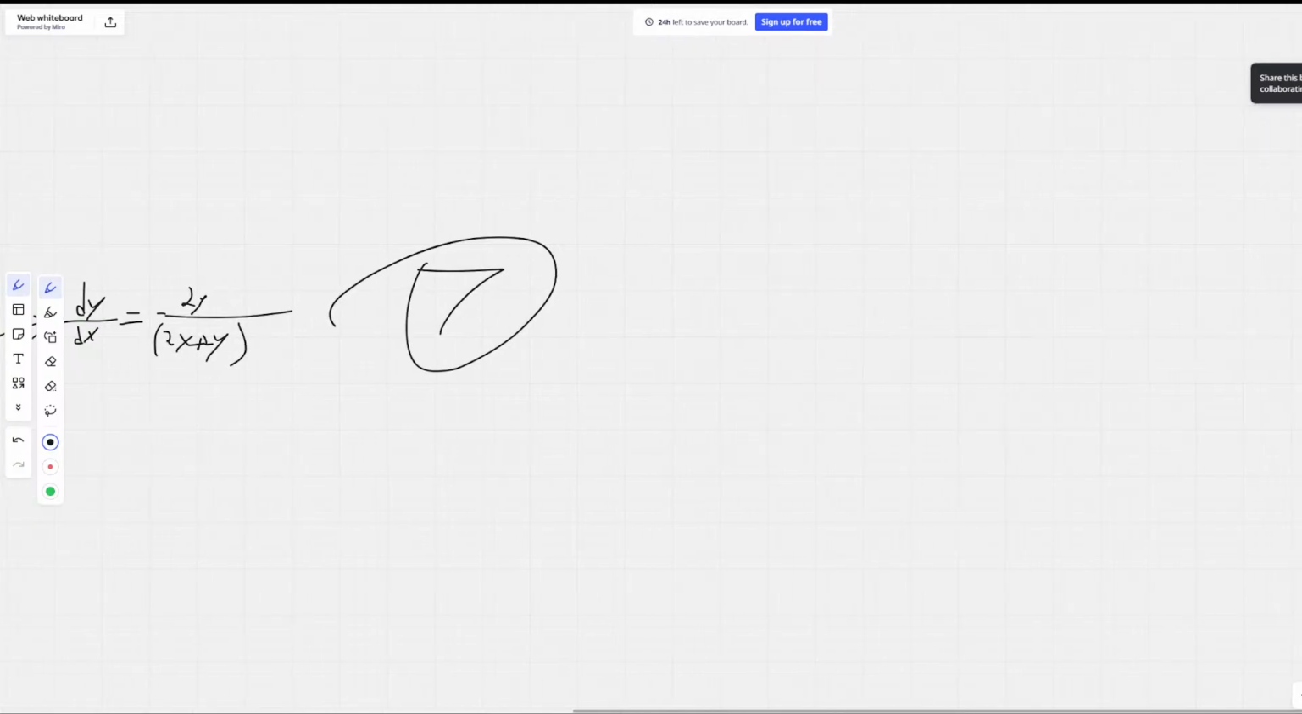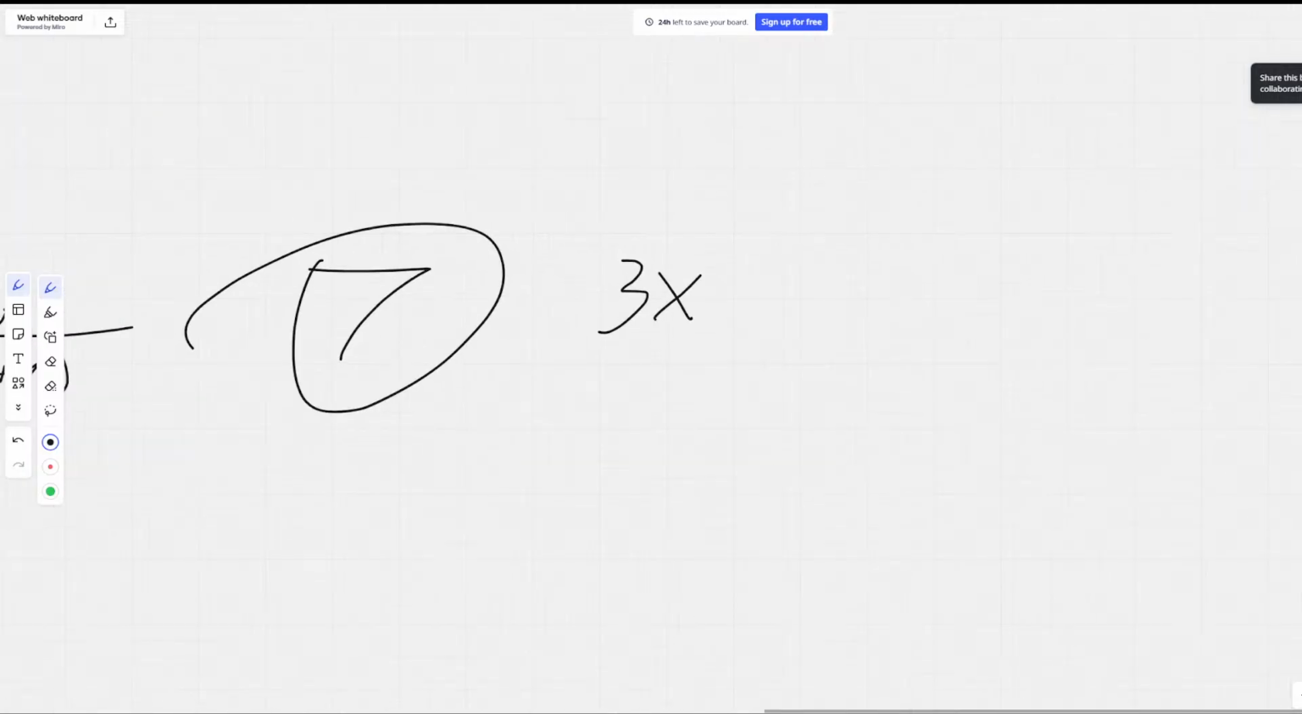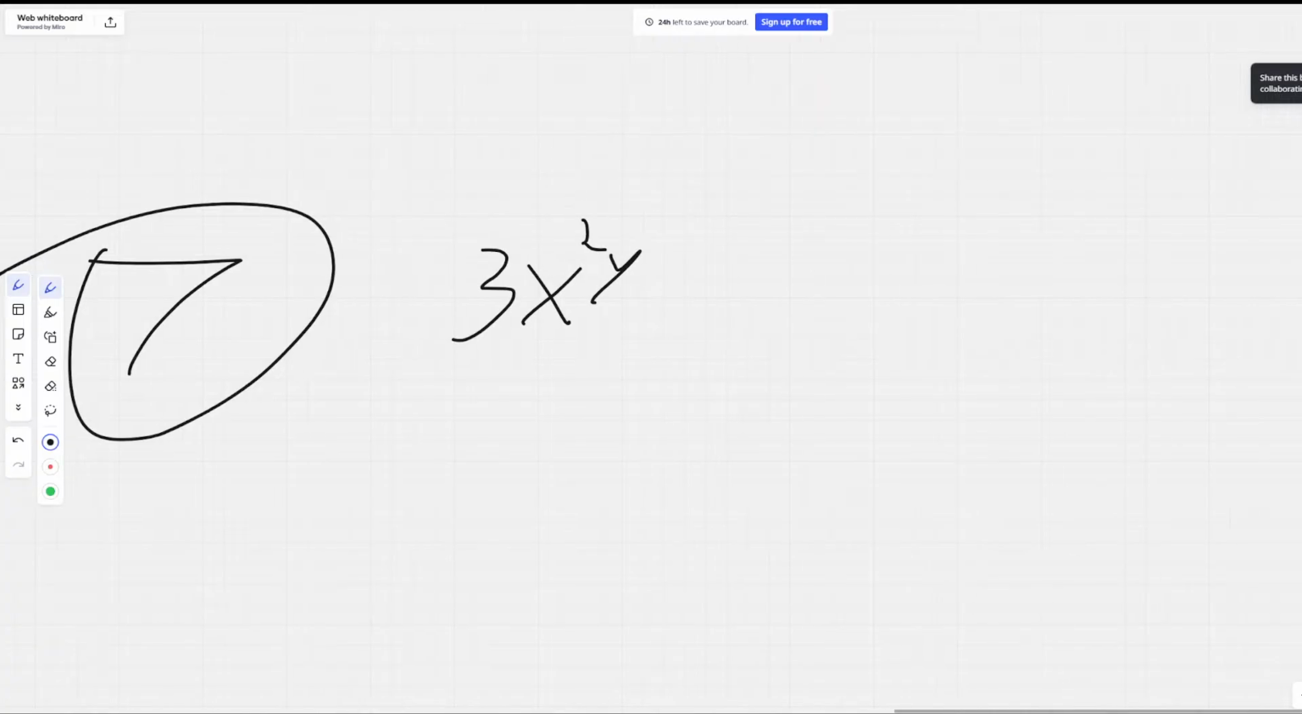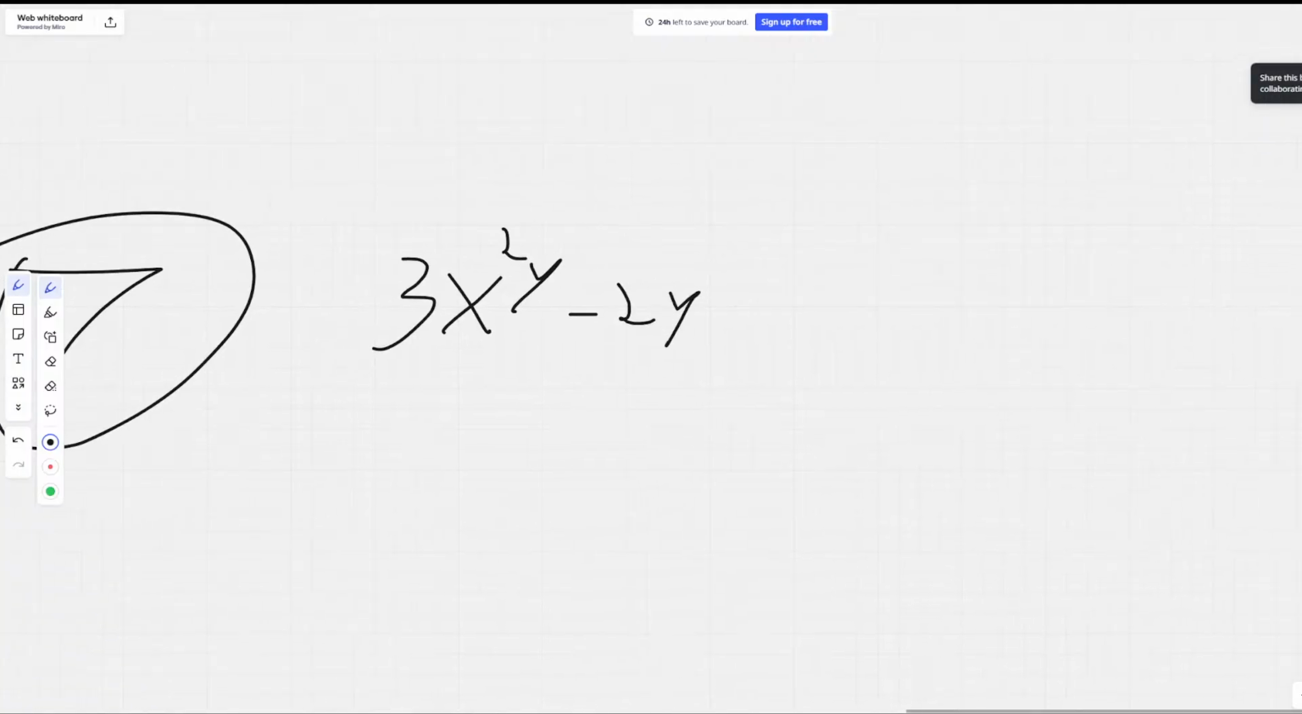Which will be 3x squared y minus 2y squared equals x. All right, let's begin. Minus 2y squared equals x. Okay.